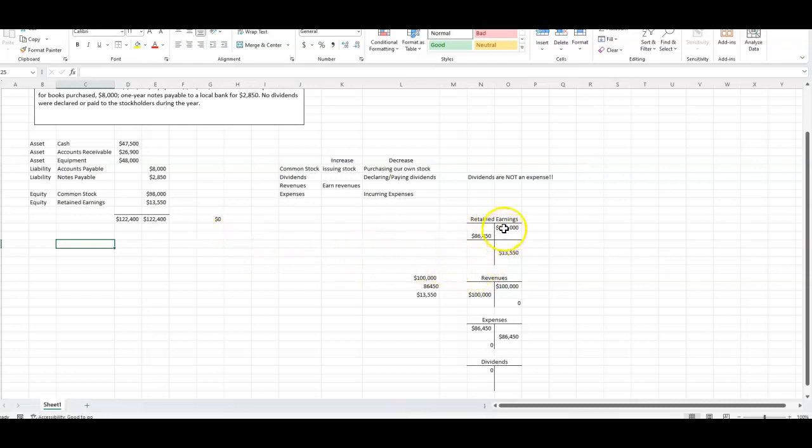So add our net income, which is what we've done here, and then subtract from it if we had any dividends. We would have dividends over here on this side. We didn't have any dividends. So income statement, retained earnings statement, balance sheet. And then finally, after we get that done, we have what's called a statement of cash flow, or a cash flow statement.